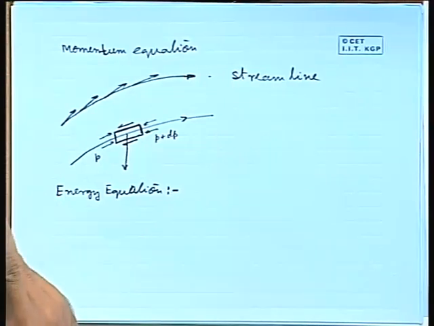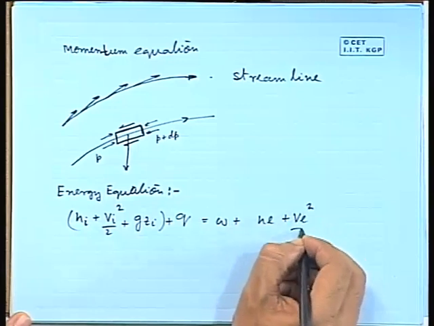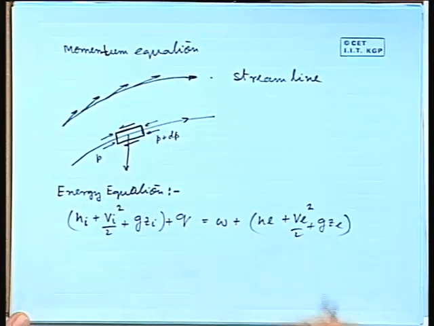Here I would like you to note that the energy equation which we have studied in thermodynamics, which is the first law of thermodynamics, is also valid for any fluid motion, and that we can apply. Now, the first law of thermodynamics for steady state, if you remember: Hi plus Vi square by 2 plus g zi plus Q is equal to W plus He plus Ve square by 2 plus g ze. This equation for steady state is valid for any fluid flow.